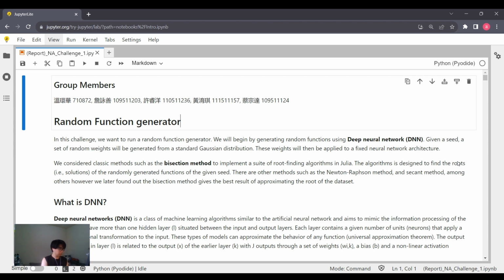We consider a classic method such as the bisection method to implement a root finding algorithm in Julia. The algorithm is designed to find the root of the randomly generated functions of a given seed. There are other methods such as the Newton-Raphson method, the secant method, among others. However, we found out that the bisection method gives us the best result in approximating the root of the dataset.